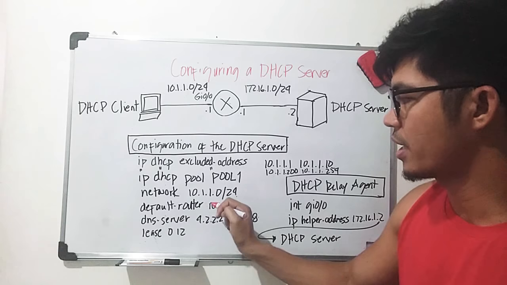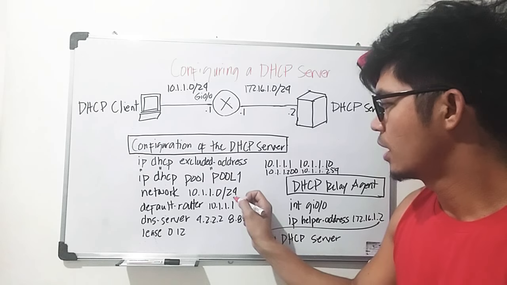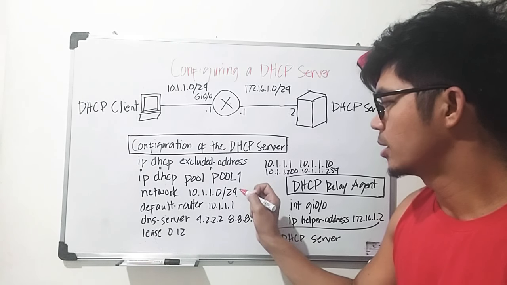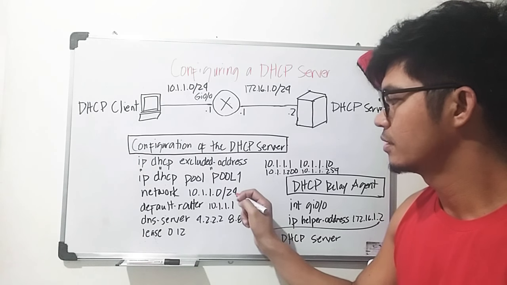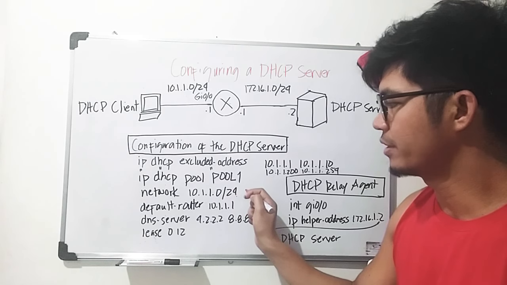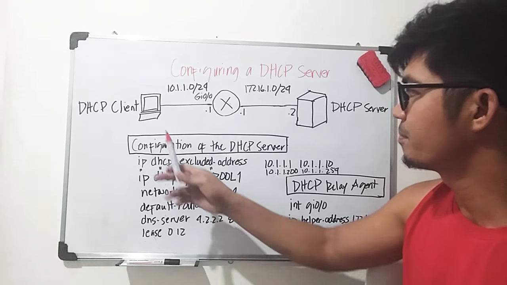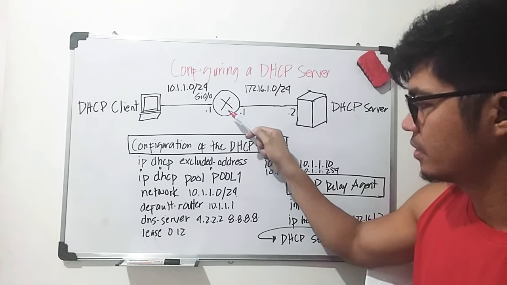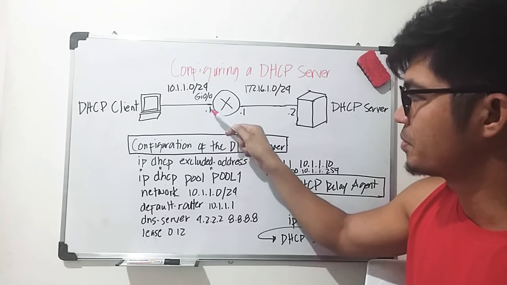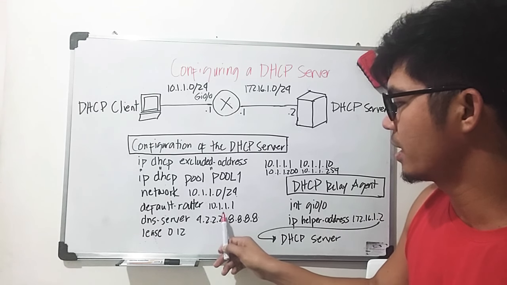And by the way, as you might notice here, instead of typing in the subnet mask, we can type in the slash notation. In this case, /24. And of course, the default router. In this case, the default router would be this router here. This should be the default router, and this is its IP address 10.1.1.1.